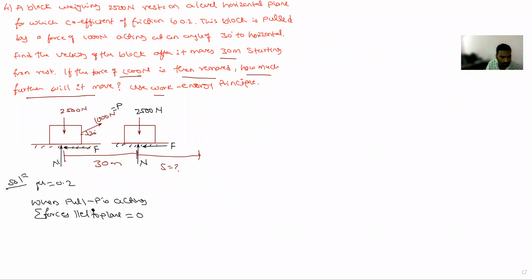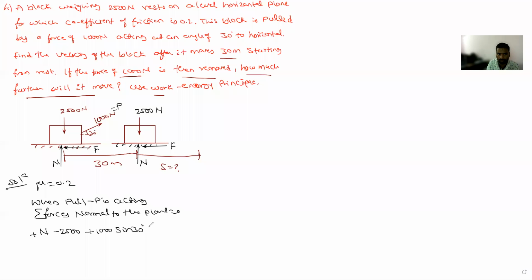Okay. Instead of forces parallel to the plane, I will take forces normal to the plane. Summation of forces normal to the plane is equal to 0. So N is moving in the upward direction, plus N. Weight is acting downward, minus 2500. Then P is acting at an angle of 30 degrees with respect to horizontal. What is its vertical component? Yes, P sin 30. So can I take it as plus 1000 sin 30 degree?